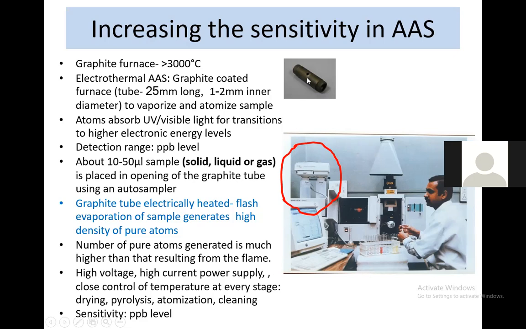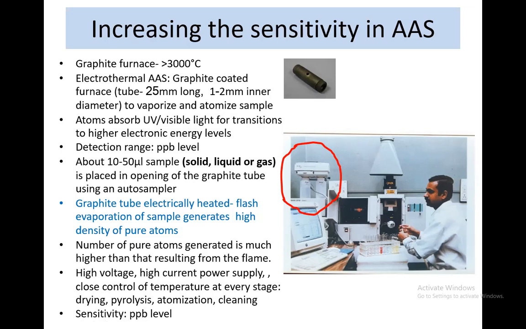Okay, so from that small hole, a very small quantity of sample, say 10 to 50 microliters, is added, and that sample will go inside the furnace. And then when you give a particular command, the graphite furnace will immediately get heated up. The temperature will go to more than 3000 degrees, to about say 5000 or even 6000 degrees centigrade, and therefore there is what is called flash evaporation of the sample. Within a fraction of a second, the sample will get evaporated.